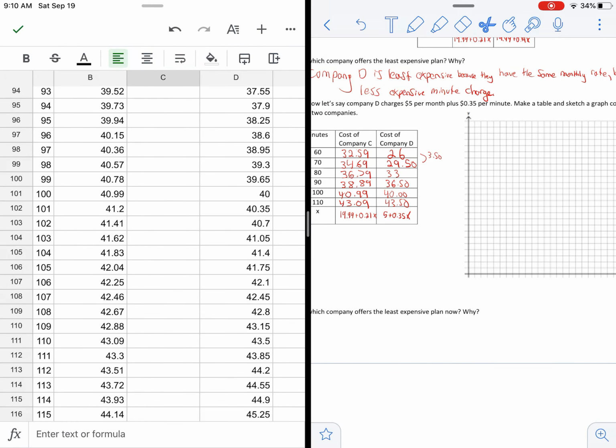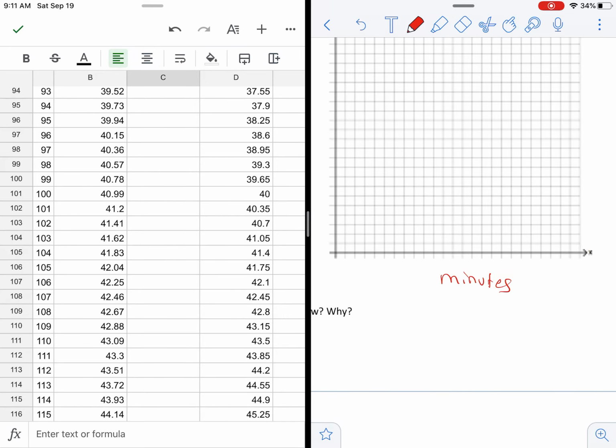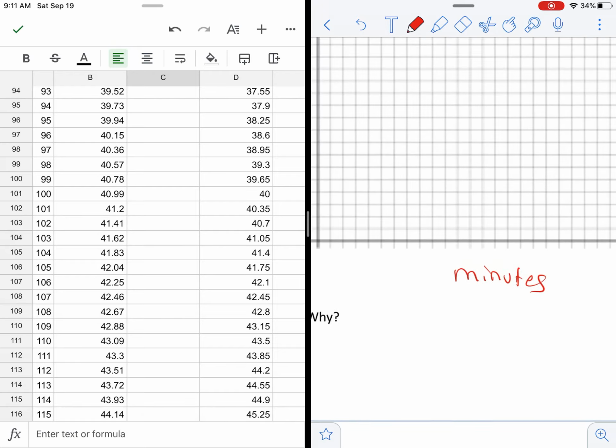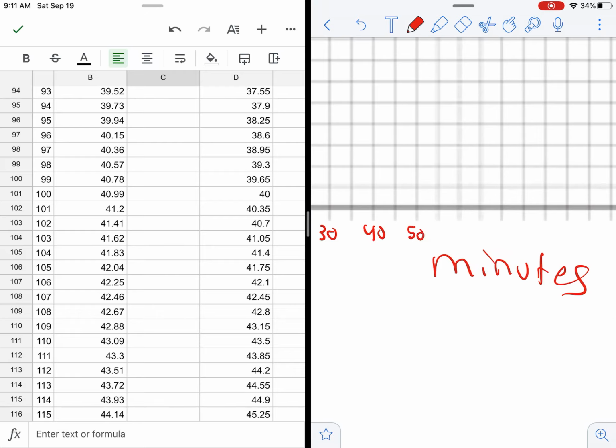Fantastic. Making the graph for this can be a little cumbersome. We have minutes, and then we have cost on the left side. So let's look at minutes first. On our table here, we are asked to go up to 110. It looks like we have roughly 20-some tick marks maybe. I'm kind of guessing here, but it looks like if I count by tens, I'll be okay. So 10, 20, 30, 40, 50, and I think I'm going to be more than okay if I do this.